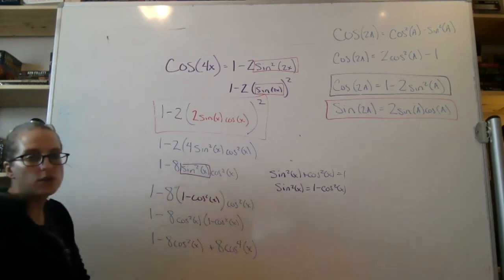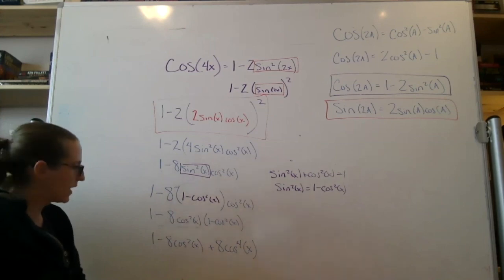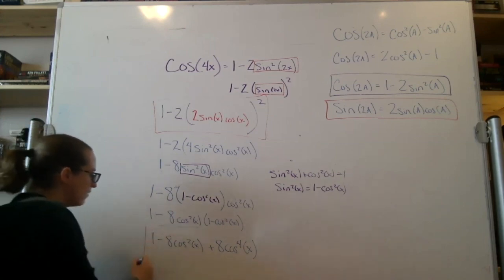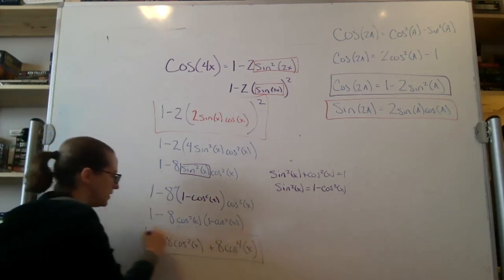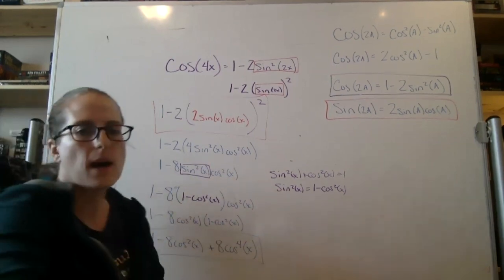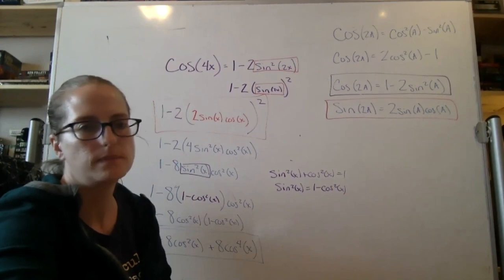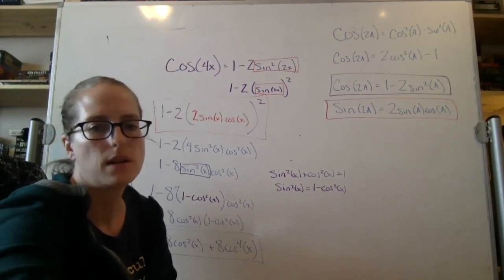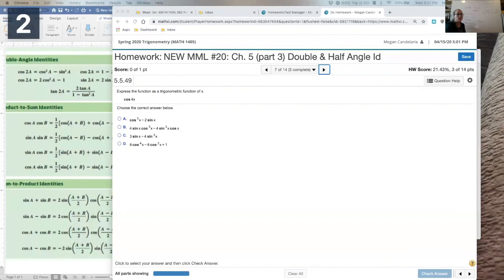Okay. And now I think we have one of our options there. So we have 1 minus 8 cosine squared plus 8 cosine to the 4th. And one of our options here is 8 cosine to the 4th minus 8 cosine squared plus 1, which is the same thing we had, just in a slightly different order.